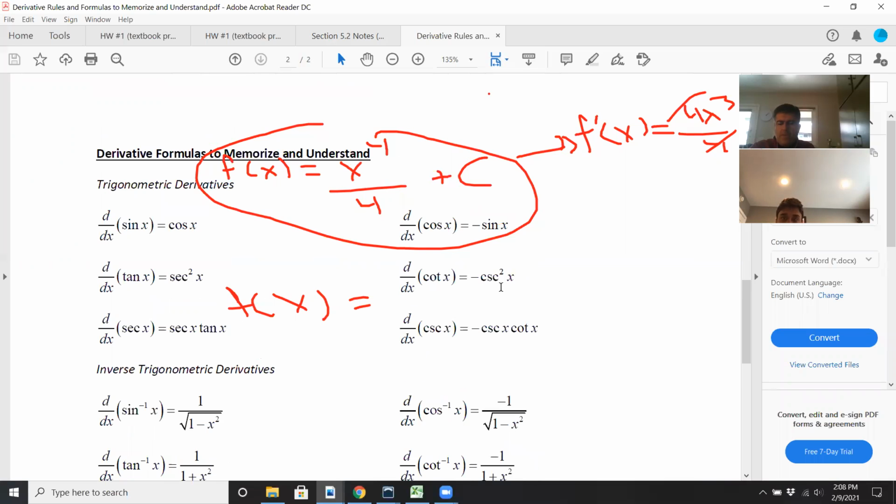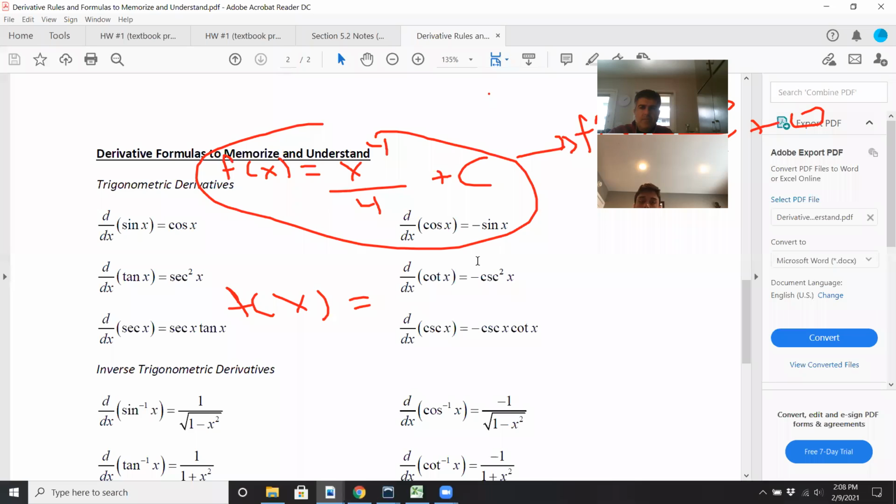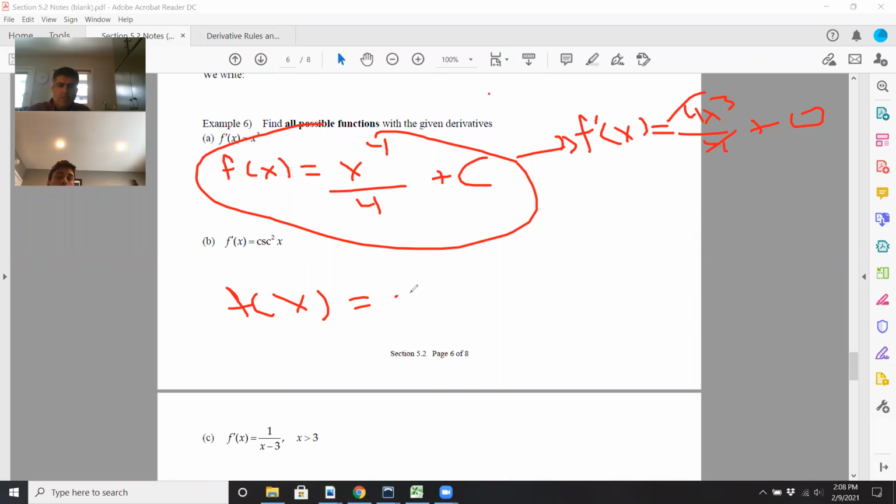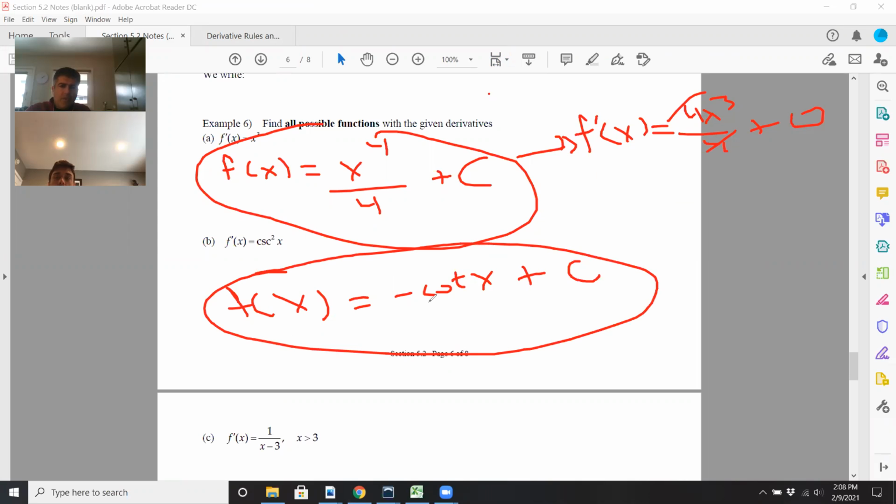Yeah, the derivative of cotangent is negative cosecant squared x, so you just go the other direction. So in this case, you'll say negative cotangent x plus c. Because the derivative of cotangent is negative cosecant squared, and then the two negatives cancel each other out. And the derivative of a constant is 0 anyway.